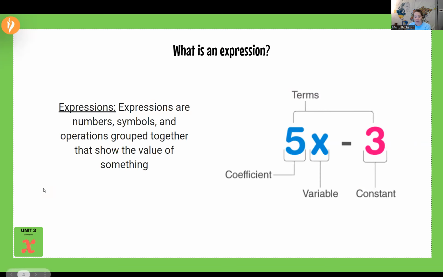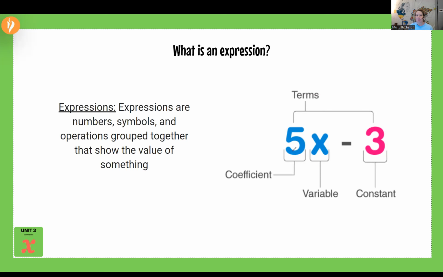So we have this expression. Last week, we also talked about how to determine how many terms are in each expression. We talked about how plus and minus signs separate terms, or that was probably earlier this week, actually. So we have two terms here. We have 5x and we have a -3.